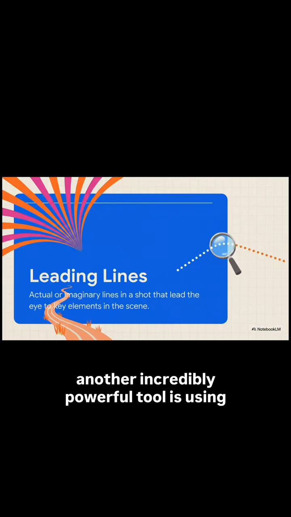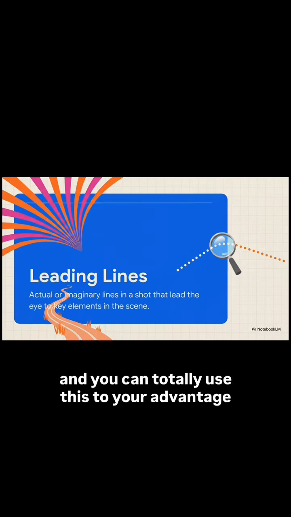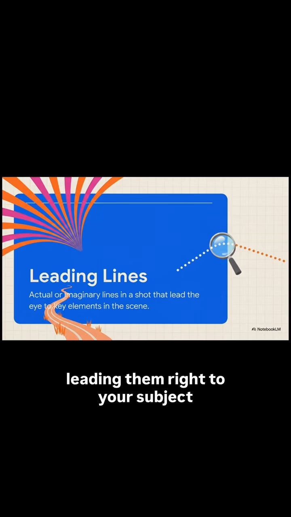Okay, another incredibly powerful tool is using lines. Our brains are literally wired to follow lines, and you can totally use this to your advantage to create a visual journey for the viewer, leading them right to your subject. These can be obvious lines, like a road, or much more subtle.